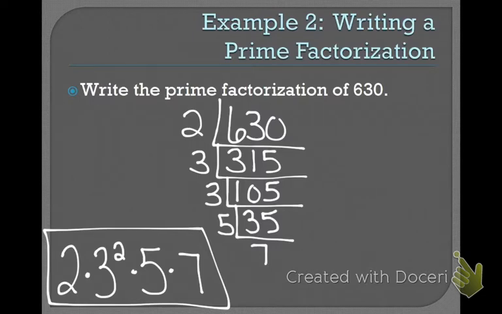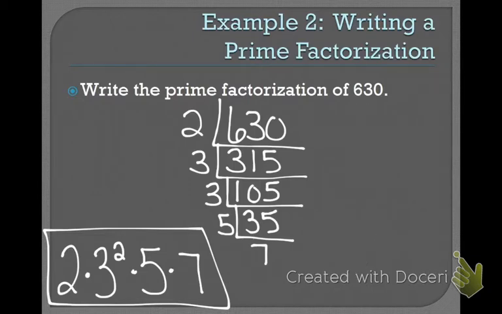But here's what I want you to understand. We haven't changed the value of 630. I want you to put this in your calculators. Just put the whole thing in your calculator: 2 times 3 squared times 5 times 7. All right, what did you get when you multiplied those numbers together? 630. So you see, guys, we didn't change the value. All we did was we took a big number and we broke it down into its prime factors. That's all we did there.